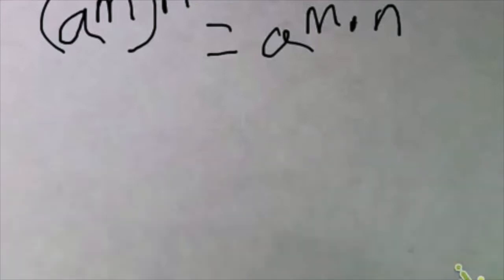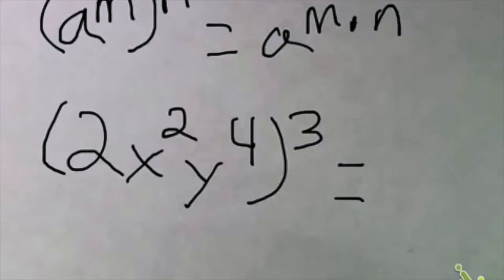So this is law 3, and our model is a to the power of m in parentheses to the power of n. And so it would equal a to the power of m times n. And our example is 2x squared y to the power of 4 in parentheses to the power of 3.